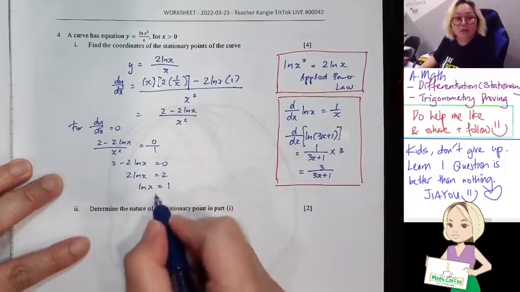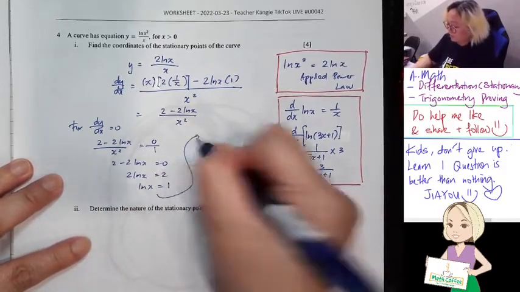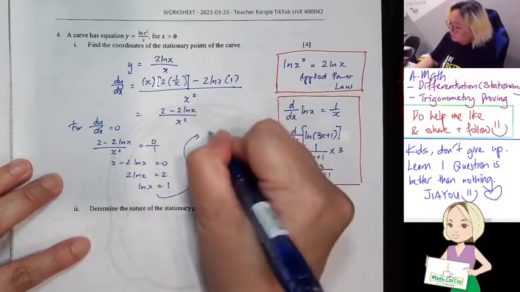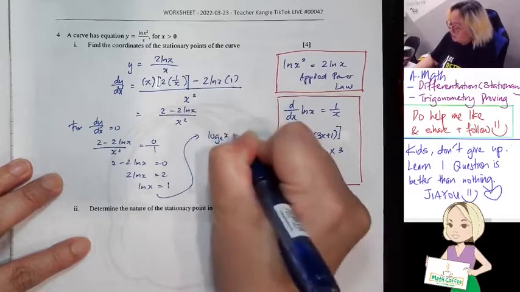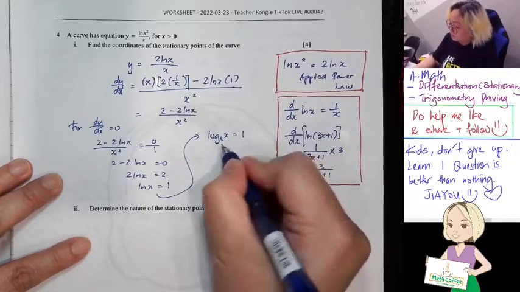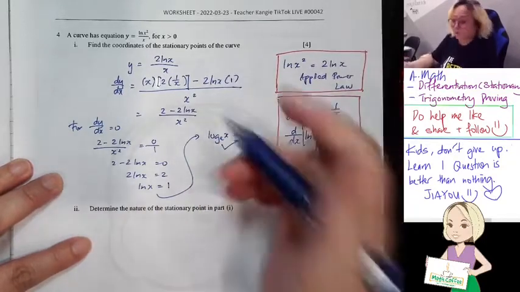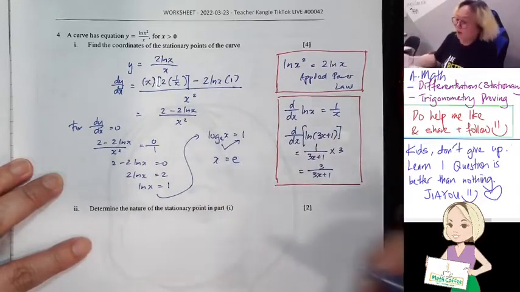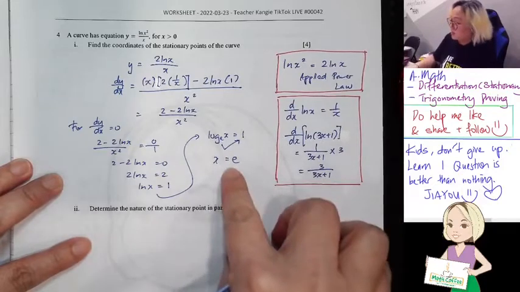How am I going to solve this one? I'm going to put here, this is base e. Log base e of 1, push up, change to index form. So my x is equal to e to the power of 1. I don't need to write the 1. So this is the x coordinate.